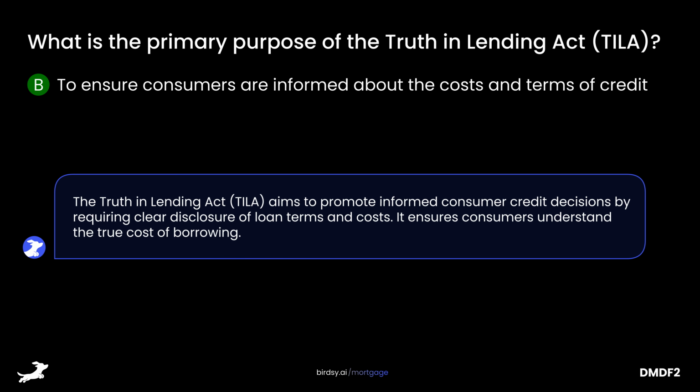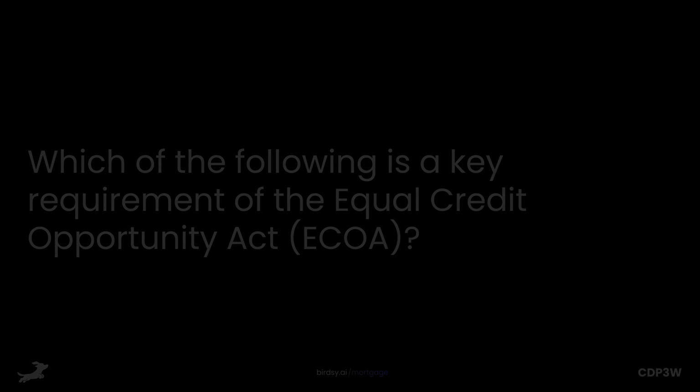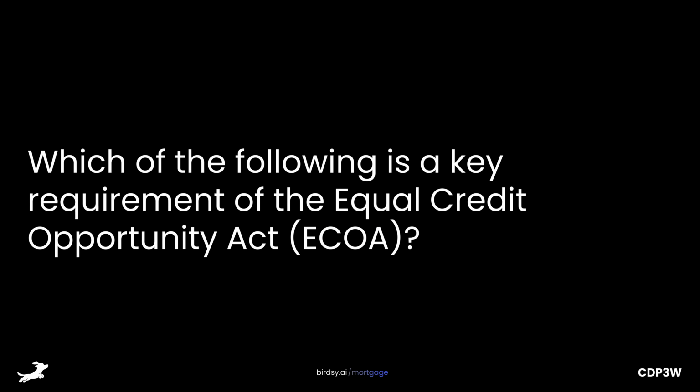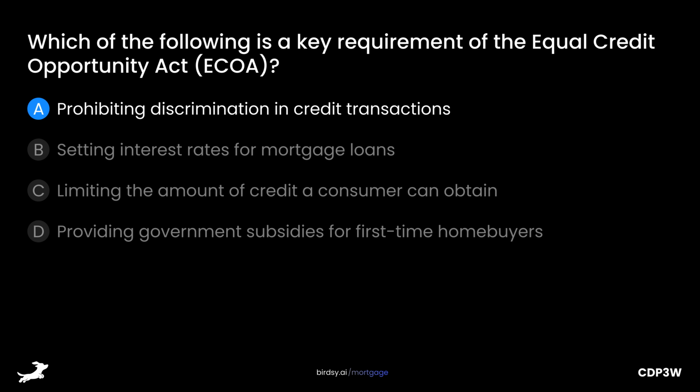The Truth in Lending Act aims to promote informed consumer credit decisions by requiring clear disclosure of loan terms and costs. It ensures consumers understand the true cost of borrowing. Which of the following is a key requirement of the Equal Credit Opportunity Act? Is it A. Prohibiting discrimination in credit transactions, B. Setting interest rates for mortgage loans, C. Limiting the amount of credit a consumer can obtain, or D. Providing government subsidies for first-time homebuyers? The answer is A. Prohibiting discrimination in credit transactions.